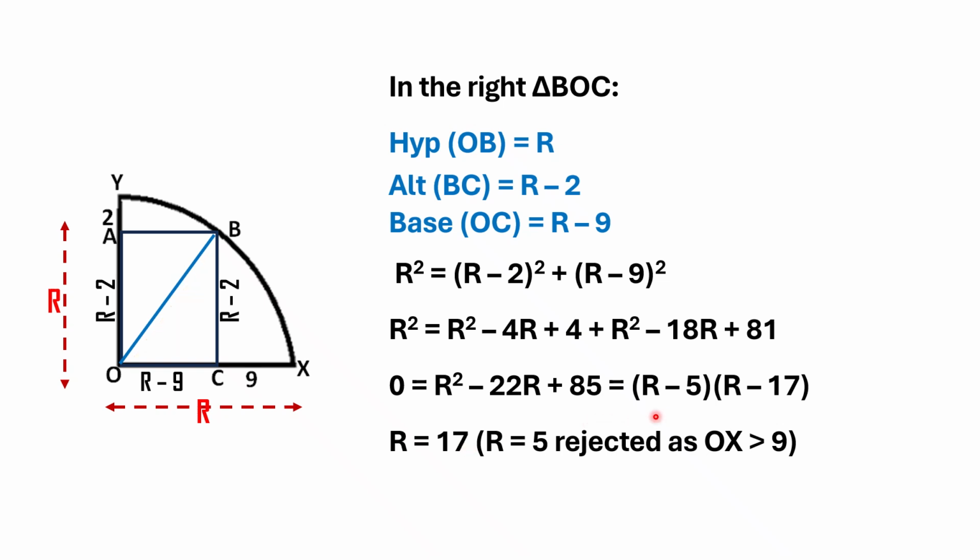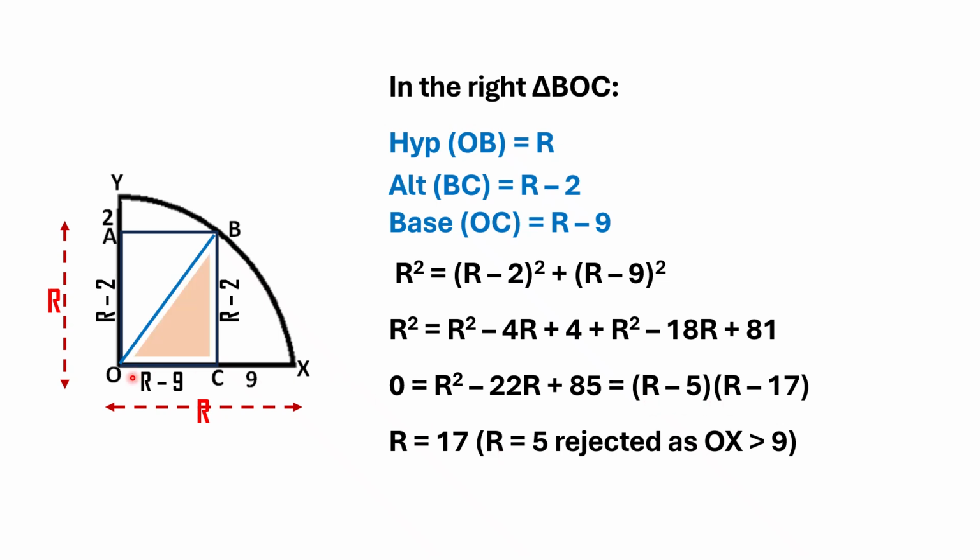R equal to 5 is rejected because, see the OX. It has to be greater than 9. A part of it is given as 9. CX is given as 9. So OX has to be greater than 9. So R equal to 5, we reject that because we know the radius is greater than 9. CX is 9. So OX will be longer than 9. So reject R equal to 5 and we get R equal to 17.